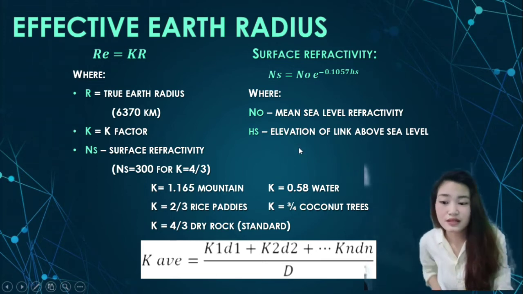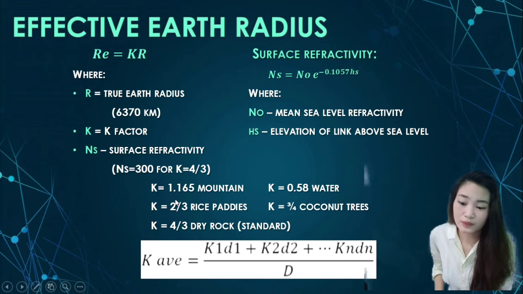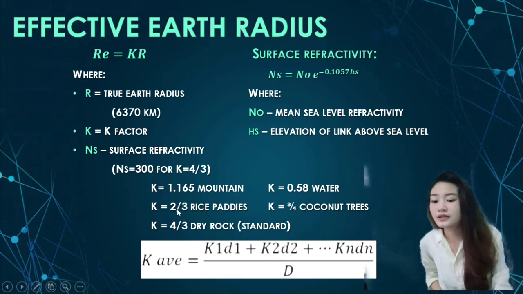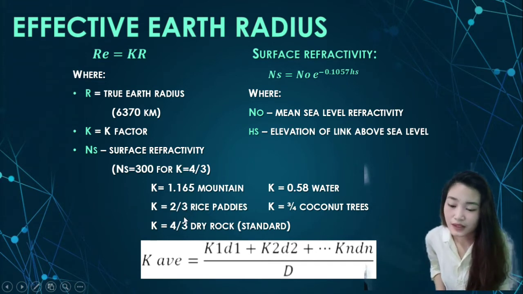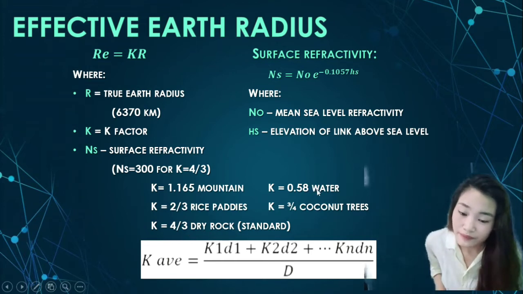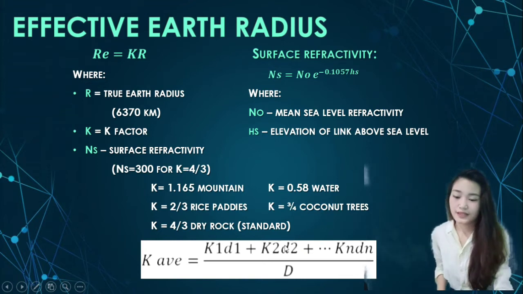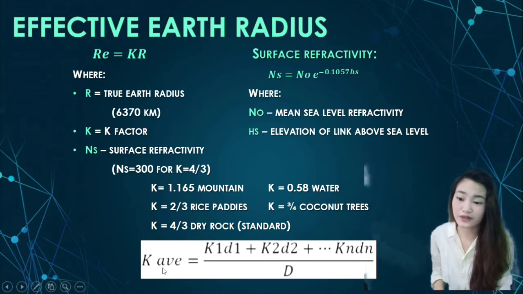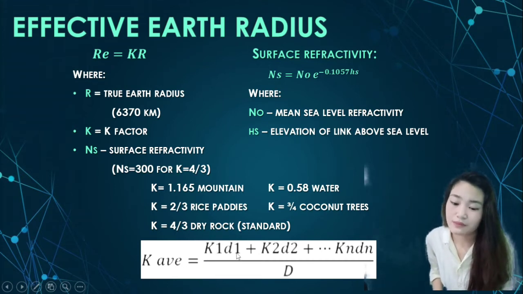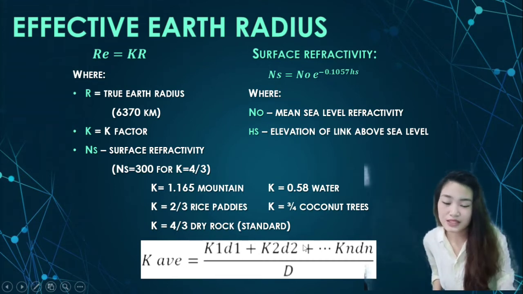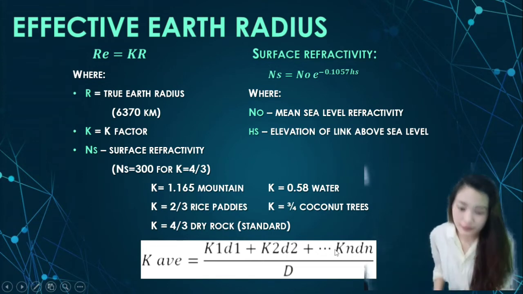These are the constants. K is equals to 1.65 in a mountain. In rice paddies, 2/3. 4/3 in dry rock or standard. In water, 0.58. And in coconut trees, it is 3/4. And this is the averaging of the K factor. K1 D1 plus K2 D2 plus etc., then until we end up in a Kn Dn all over D.